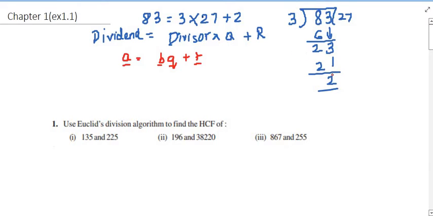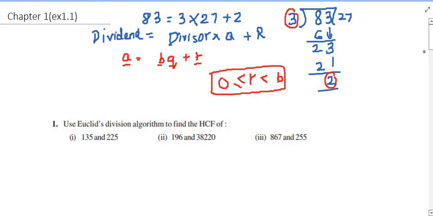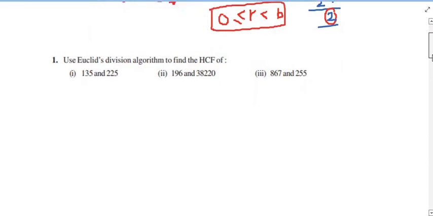And if you observe in this long division, this 2 is smaller than the divisor. So the remainder is always smaller than the divisor, that is b here, and greater than or equal to 0. Now we will continue with the question. So we'll start with the question.